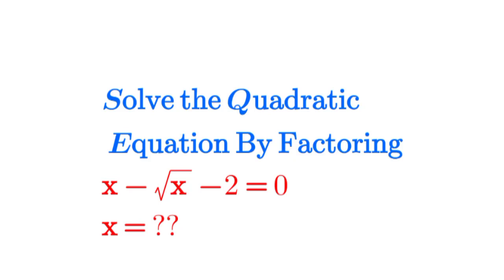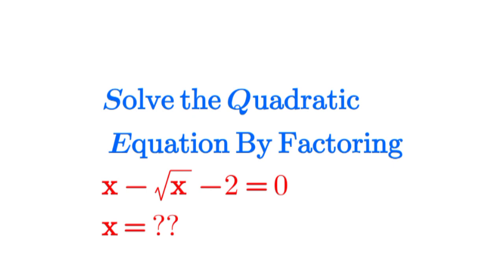Hi there. Today's video we have this question: solve the quadratic equation by factoring. We have x minus the square root of x minus 2 is equal to 0, and we have to solve for x. Now the first step we're going to take is to substitute.